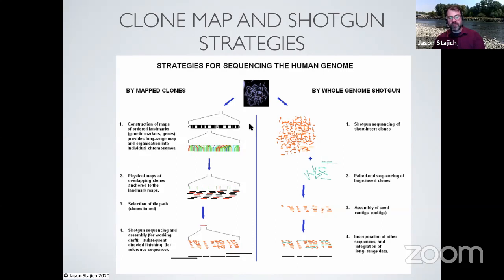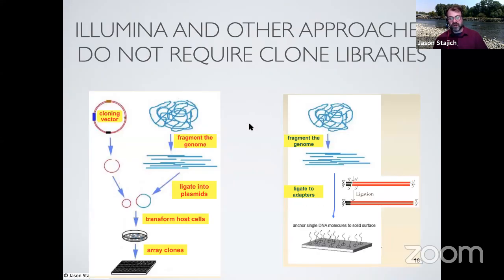But I mostly want you to understand the idea that we have to break the problem into smaller pieces to sequence, and so we do this cloning strategy to take the big genome and put it into smaller plasmids or BACs, which are bacterial artificial chromosomes, or YACs, yeast artificial chromosomes. So basically smaller than the whole genome, and then we can sequence those individually.